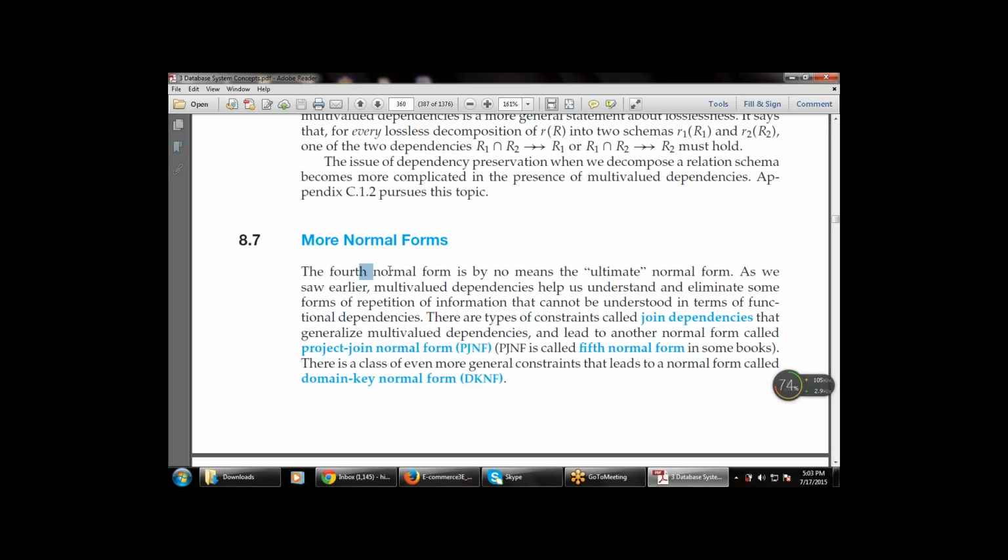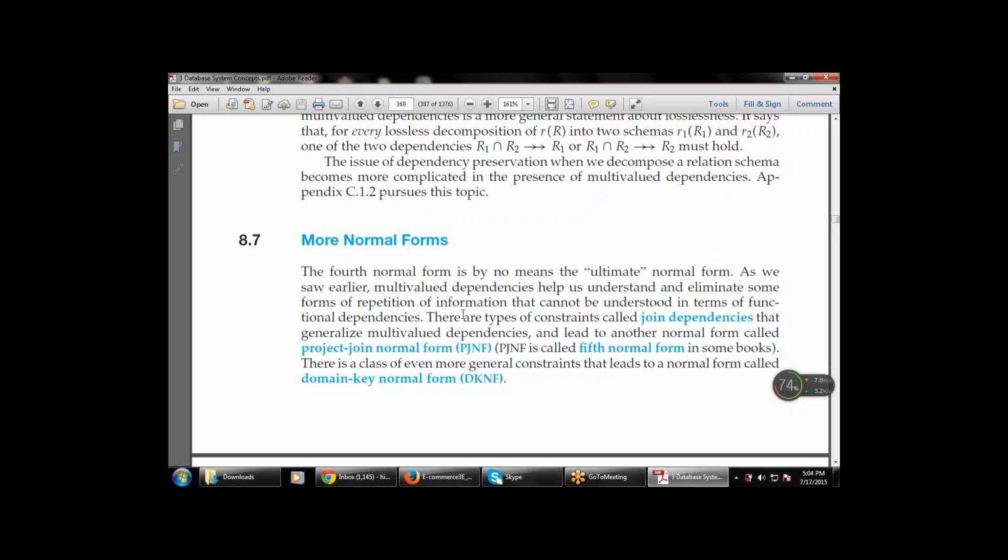Now next, more normal forms are also available. Fourth normal form is by no means the ultimate normal form. As we saw earlier, multi-value dependencies help us understand and eliminate some forms of repetition of data that can be understood in terms of functional dependencies. The main target of normal forms is to remove duplication, that is, remove redundancy in the database. There are two types of constraints available. One is join dependencies, which generalize multi-value dependencies and lead to another normal form known as project join normal form, that is PJNF, the fifth normal form in some books.